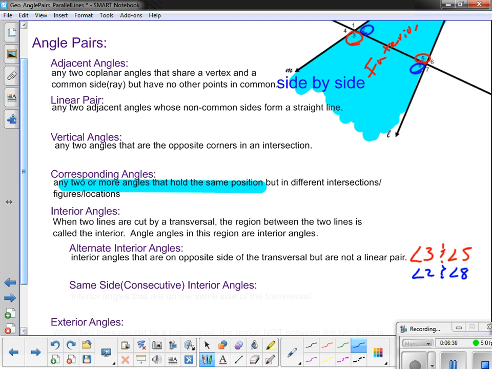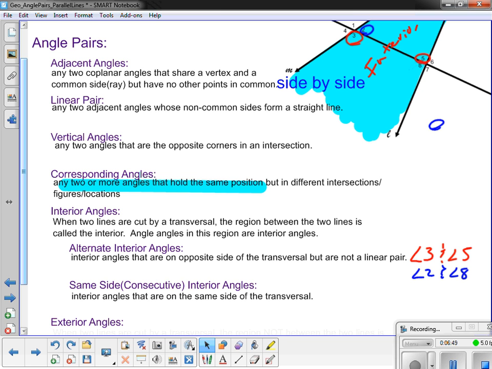Our next one is the same side interior angles. Unlike our last one, where they were alternate interior, now we go same side. So these are interior angles that are on the same side of the transversal. Instead of the ones that we had circled, I need the ones in that blue region that are on the same side of the transversal, which automatically tells us that they have to be from different intersections. So the 8 would be paired with the 3, and the 2 here gets paired with the 5 as same side interior angles.